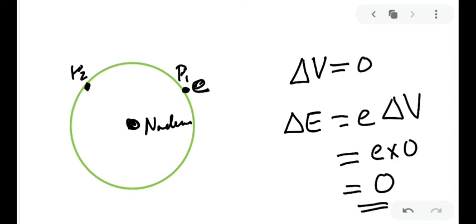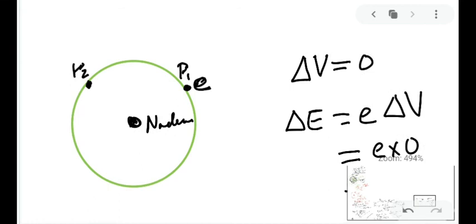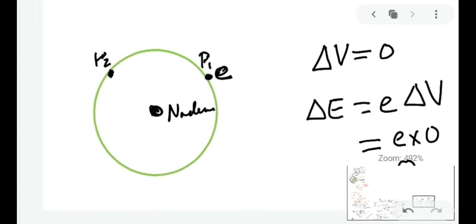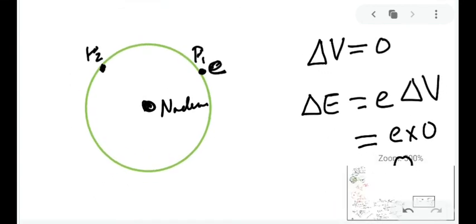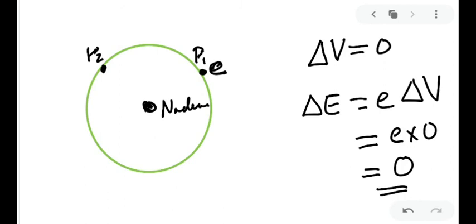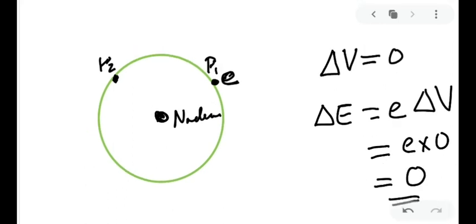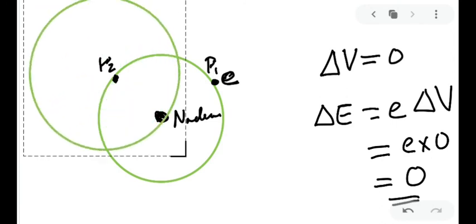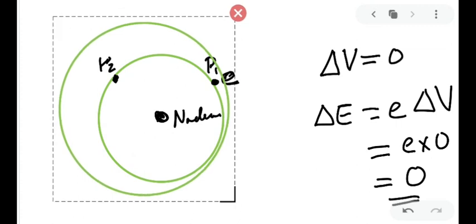Actually, this is the Bohr model. So there is no energy released or absorbed when the electron moves from P1 to P2. What about another shell, another equipotential surface?